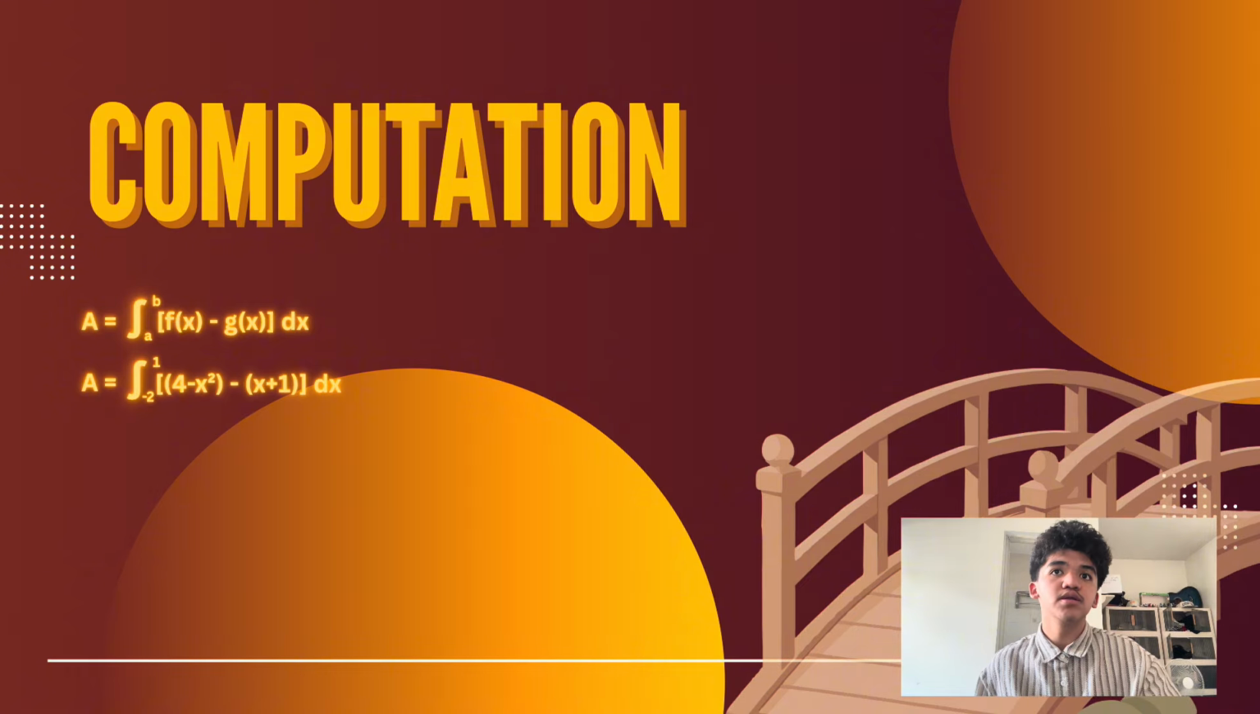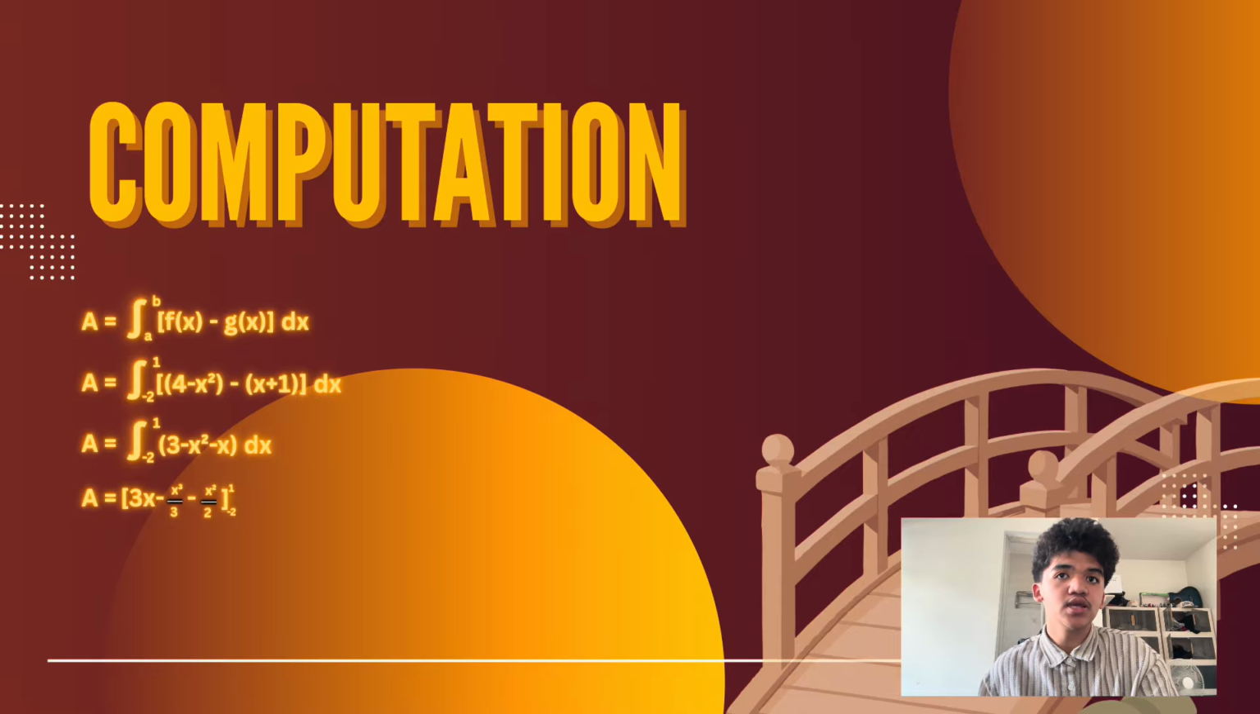So basically, we have area equals the integral from -2 to 1 of 4 minus x squared minus x plus 1 dx. As we can see here, x plus 1 will be negative since it has a negative sign outside the parenthesis. So 4 minus 1 is going to be 3, and negative x squared is brought down since it doesn't have a like term, and negative x is brought down since it doesn't have a like term. So we have area equals the integral from -2 to 1 of 3 minus x squared minus x dx. So we will find the antiderivative of this. We have 3x minus x cubed over 3 minus x squared over 2 from -2 to 1.